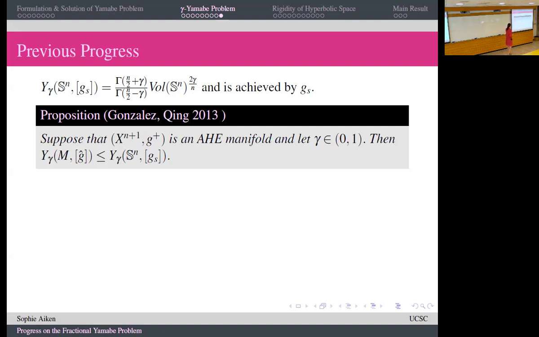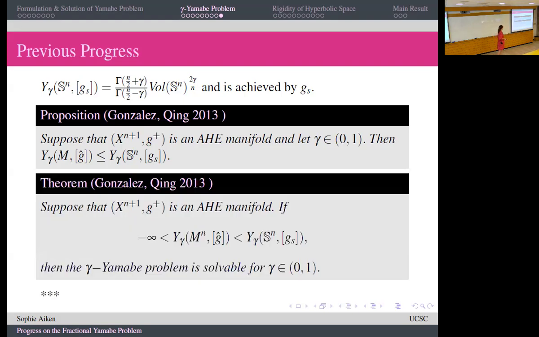Anyway. So now if we have our interior X^(n+1) with metric g plus being, for our purposes, an asymptotically hyperbolic Einstein manifold, and gamma between 0 and 1, then we always have that the fractional Yamabe constant is less than or equal to that of the sphere. And also, if your fractional Yamabe constant is strictly less than that of the sphere, then the problem is solvable. Just as a note, these two results from Gonzalez and Qing are a bit broader. They don't need the interior manifold to be Einstein. It's just asymptotically hyperbolic with a Ricci lower bound condition.